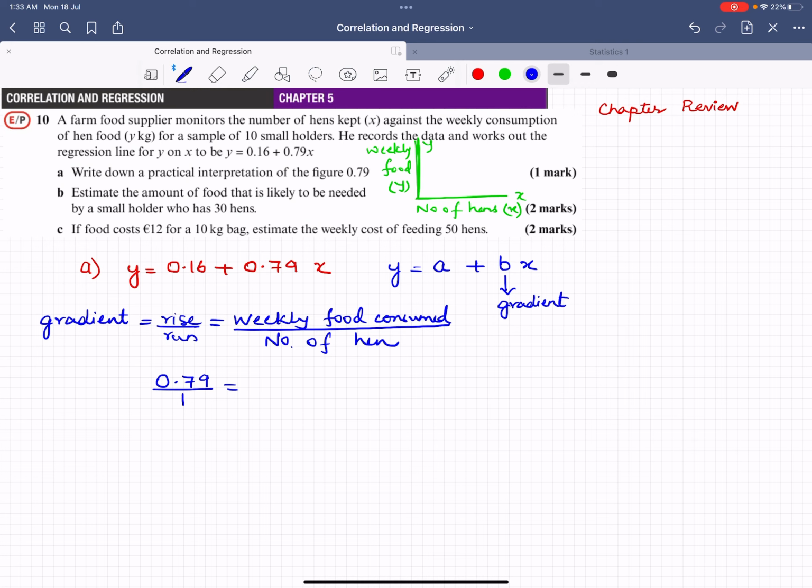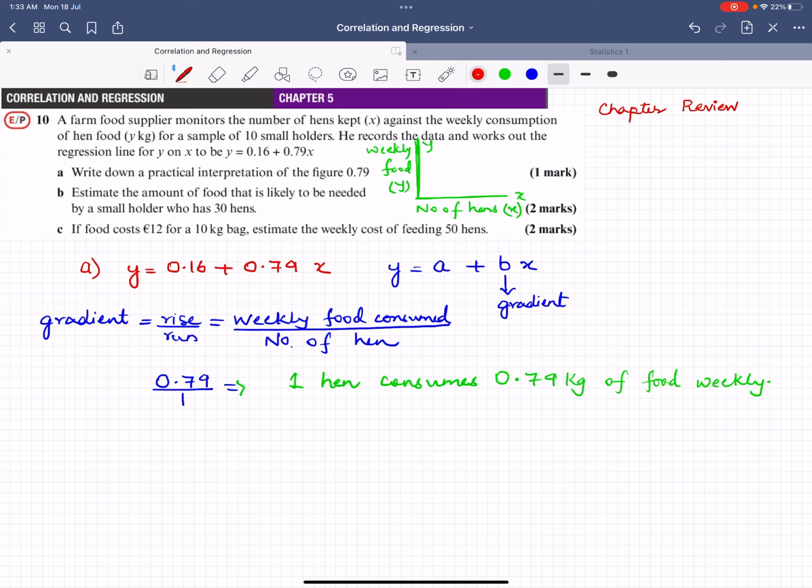So the interpretation of this would go, one hen consumes 0.79 kg of food weekly. So that is the interpretation of the figure 0.79.